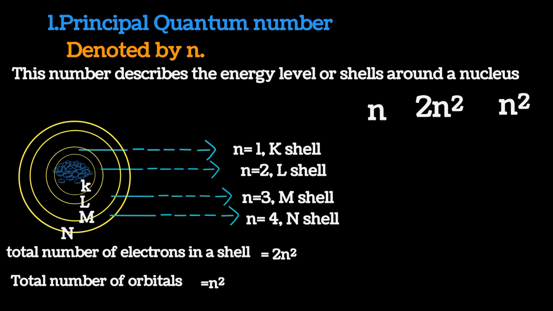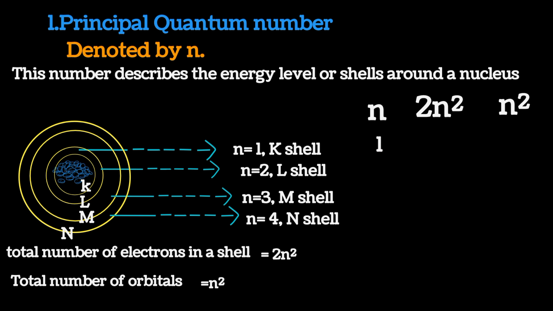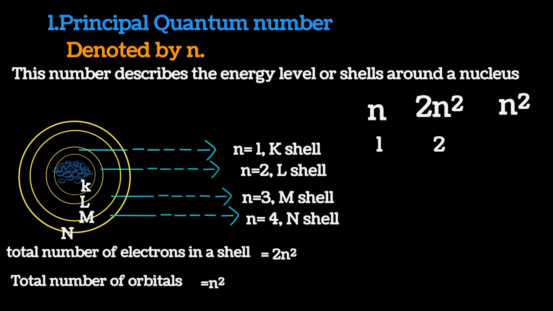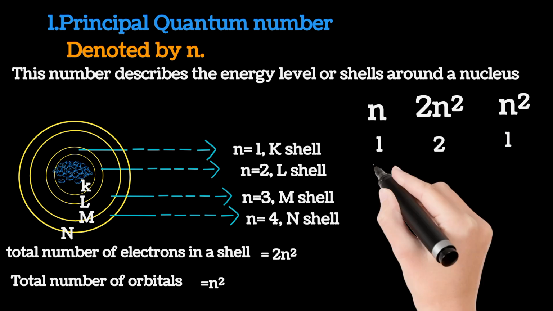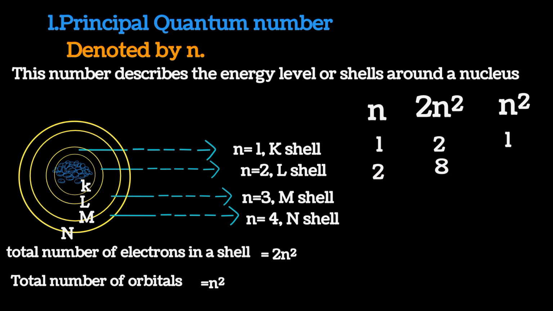So in energy level 1, the total number of electrons it can accommodate will be what? 2 times 1 squared, and that will be 2. So the first shell takes a maximum of 2 electrons, and the number of orbitals will be 1 squared, and that is what? 1. In the second energy level, total electrons will be what? 2 times 2 squared, and that is 8. So total electrons in the second shell is 8 electrons. And the total number of orbitals will be 2 squared, and that will be what?